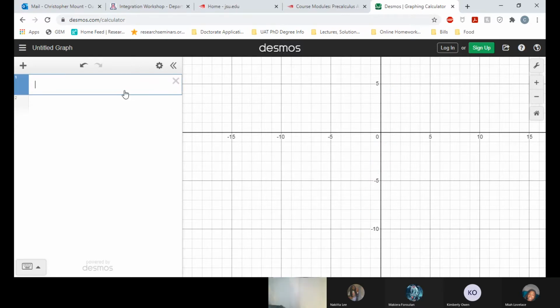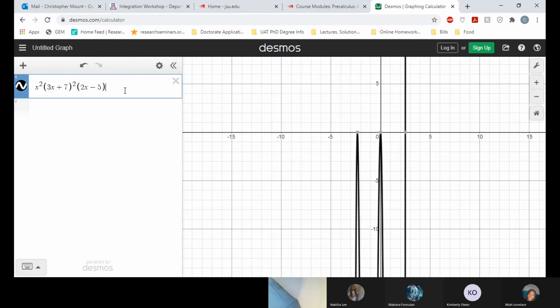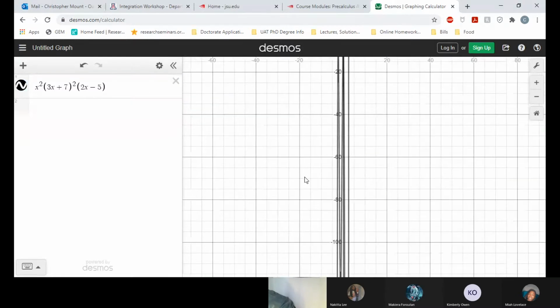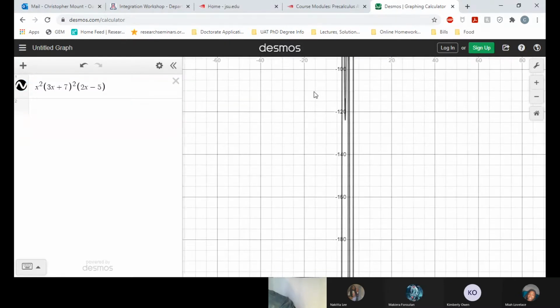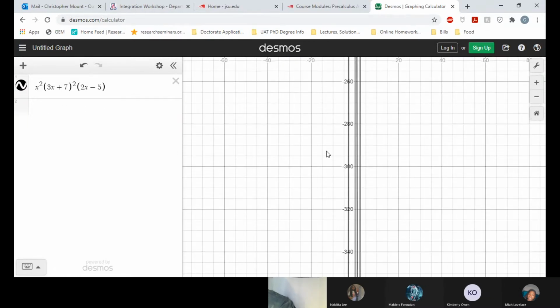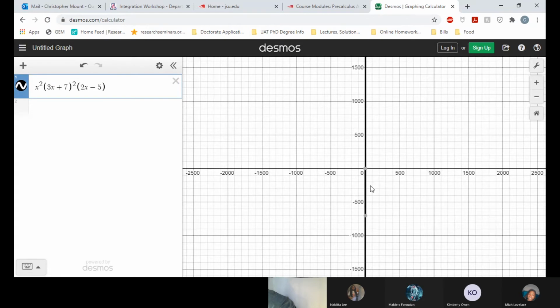Let's look at the last one that I gave, which was x squared times 3x plus 7, and then 2x minus 5. Now, this one, whoa, really crazy. Oh my goodness, that's worse than I really wanted. What have I done? Where is the bottom of it? Hang on, did I type it in wrong? No, that's okay. This was so bad.